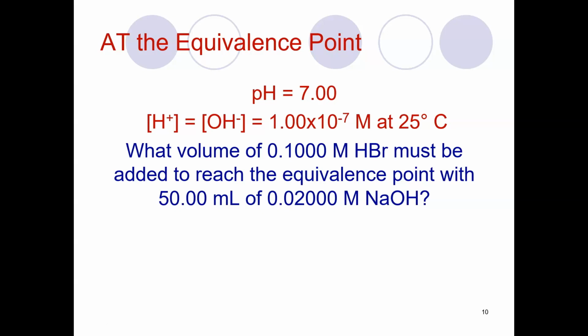So at the equivalence point, the issue is that both the moles of acid and the moles of base are gone because they're both the limiting reactant. That's when the moles are equal. So they're both gone. All that's left is the water and the sodium bromide. So that means that the pH is 7 because all that's left is neutral stuff.